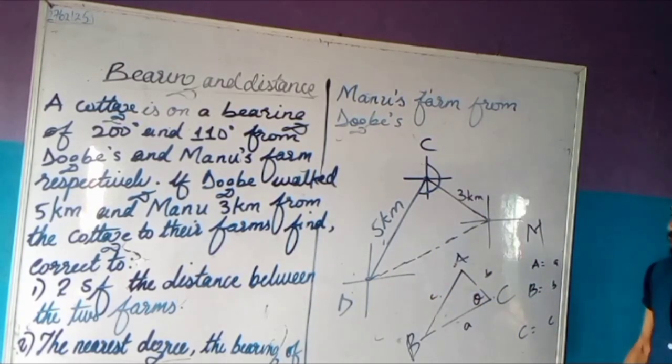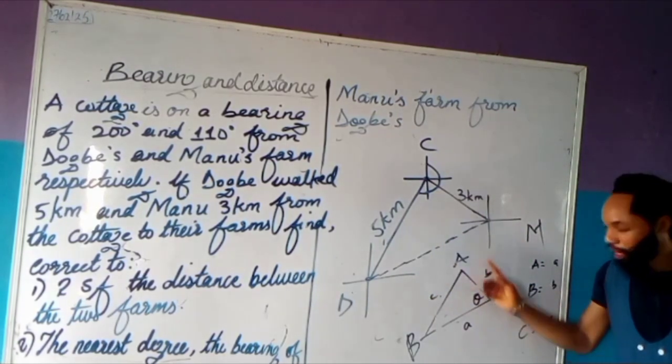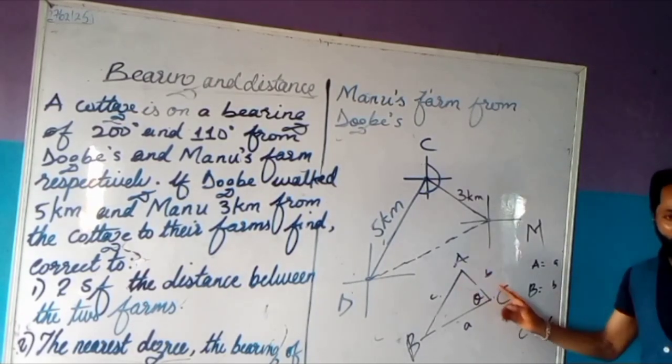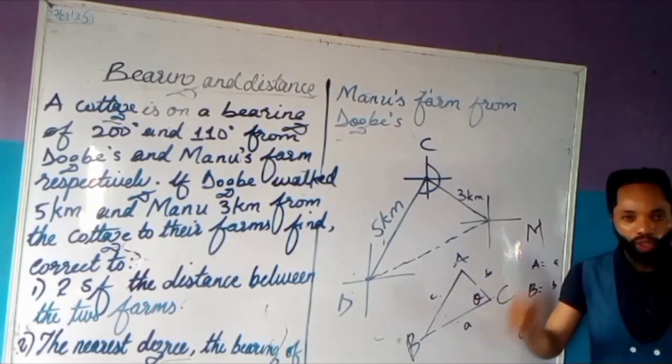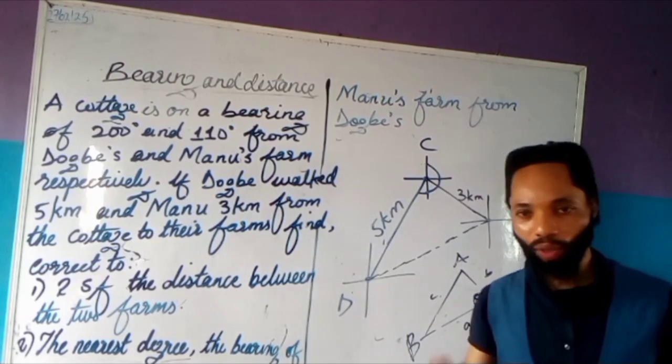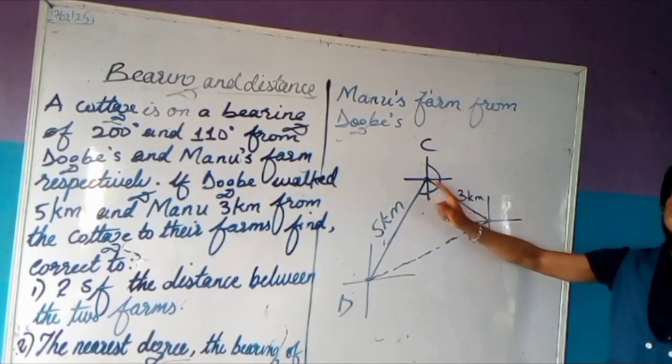Or another way to use cosine rule: when you have an angle in the middle and you're given the parameters bordering the angle, you use what? Cosine rule. I just want to cheat. That's what we're going to do.